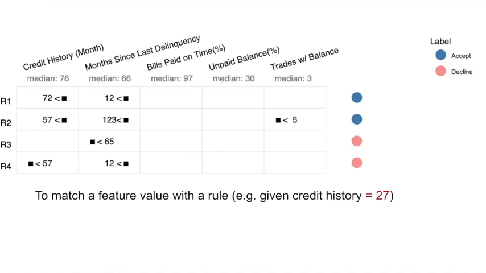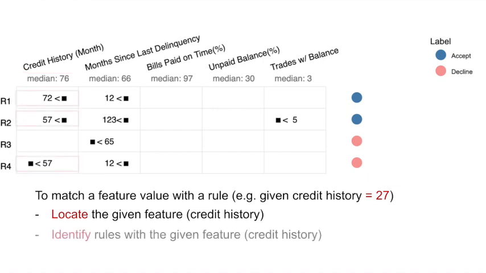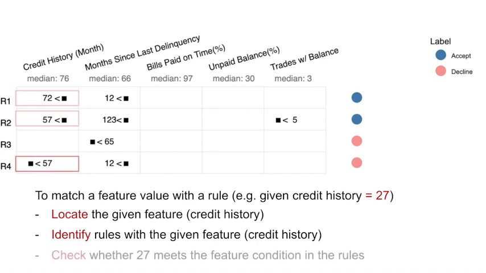For this set of rules, what should we do to match a feature value with a rule? We still use credit history equals to 27 as an example. Here, with the tabular view, we can locate the given feature, credit history, first. Then we can identify all the rows that contain content in this column. In the end, we only need to compare 27 with all the conditions stated in the cells.